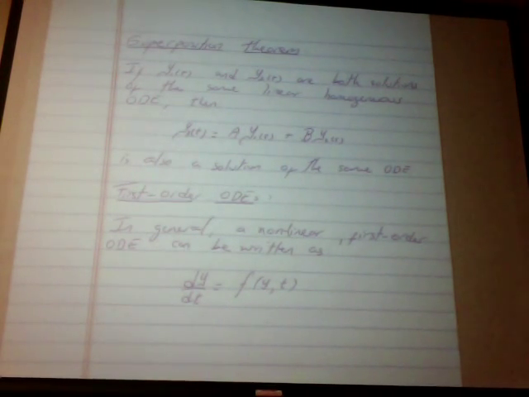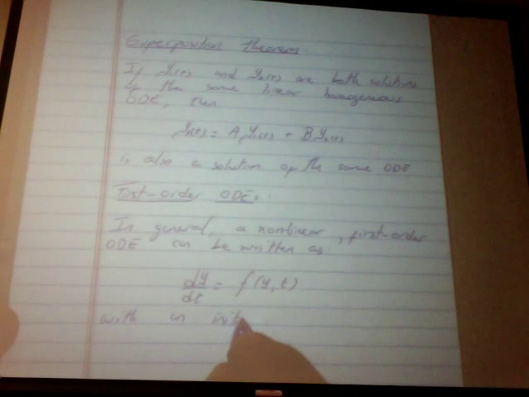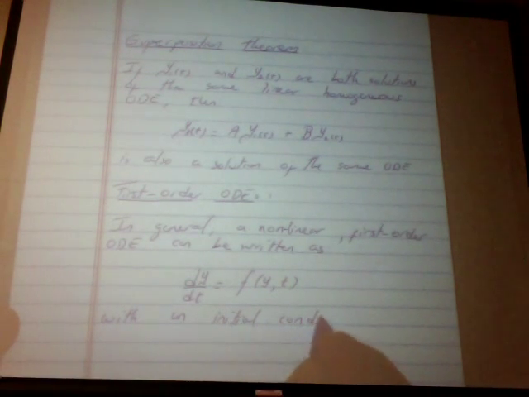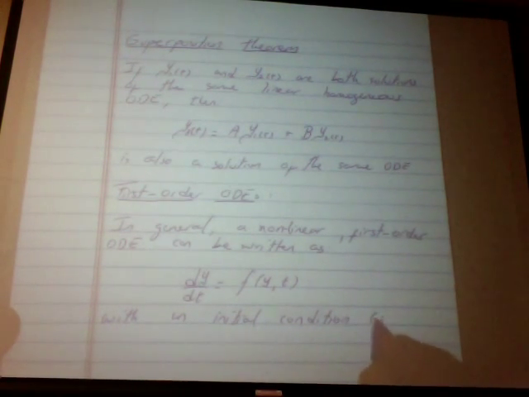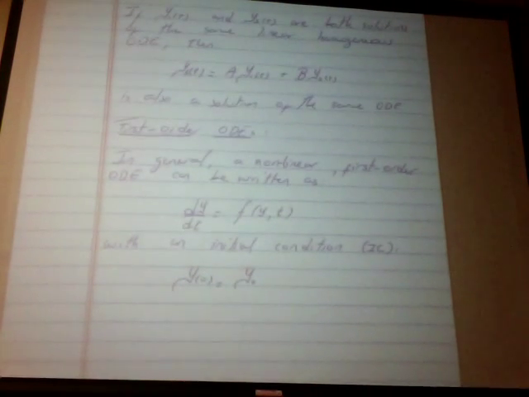Some given function f that has some variability with respect to y, some variability with respect to t, with an initial condition, which we call IC, such that y at time equals 0 is some given value y0.